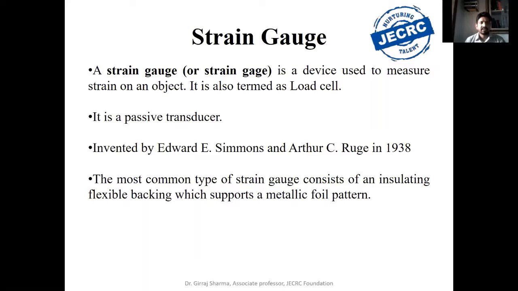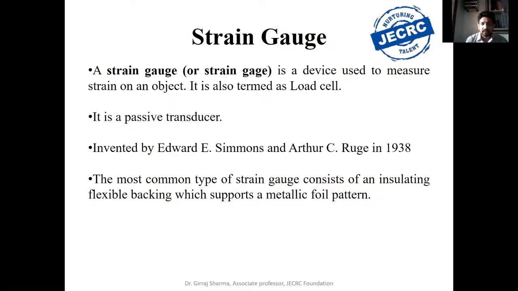Now, what is a strain gauge? A strain gauge is a device which is used to measure strain of an object, and it is often used in a load cell, which is again a type of transducer. It is a passive transducer since there is no active component used in the strain gauge. Hence, it requires an external power supply because it cannot generate power on its own. It was invented by Edward E. Simmons and Arthur C. Ruge in 1938.